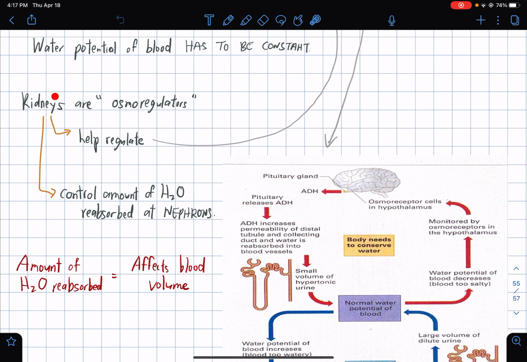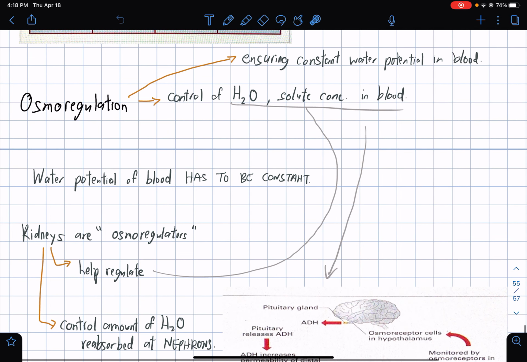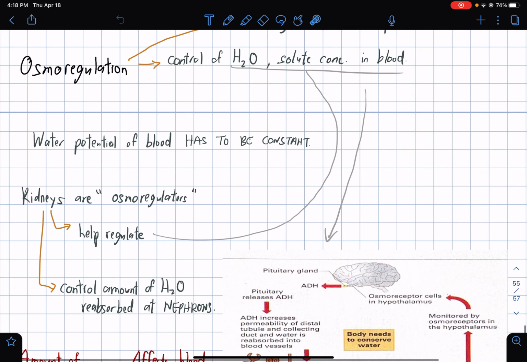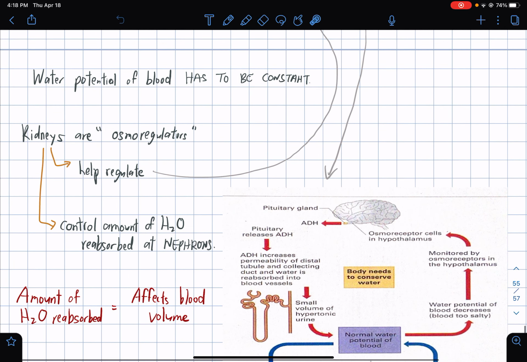So it is recognized that kidneys are considered osmoregulators. They help regulate water and solute concentration in the blood. And if there's no regulation, then our blood will not be clean. That's basically the role of the urinary system. The kidneys play a very important role in defining the urinary system's place in the body.